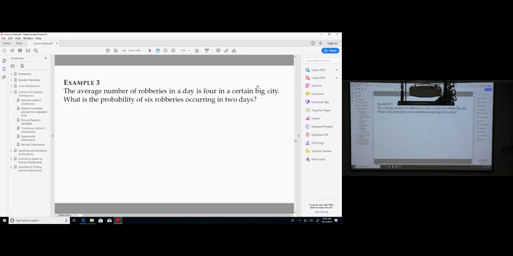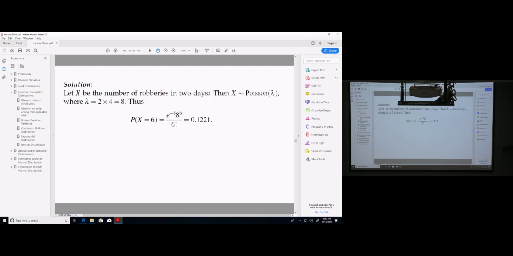The question has a twist here: 2 days rather than 1 day. Because of independence, this day on average is 4, and this day is also an average of 4. So the sum of the robberies in 2 days would be the expectation of this plus the expectation of this, which is 8 here. We wanted to look at only 6 robberies, so below the average, and so I will have this kind of probability here.